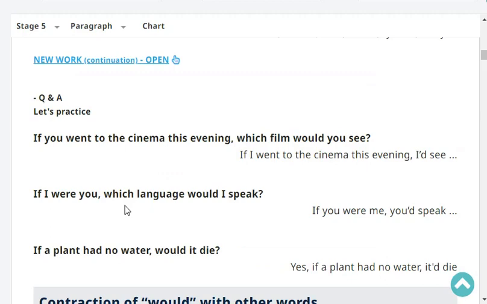If you went to the cinema this evening, which film would you see? If I went to the cinema this evening, I'd see Mission Impossible. Oh, Tom Cruise.